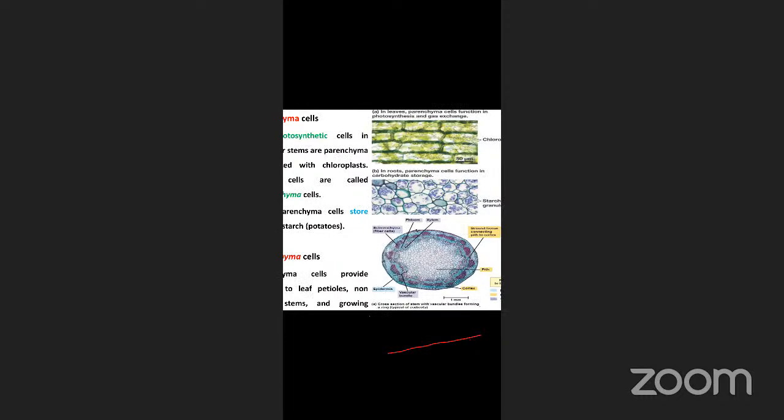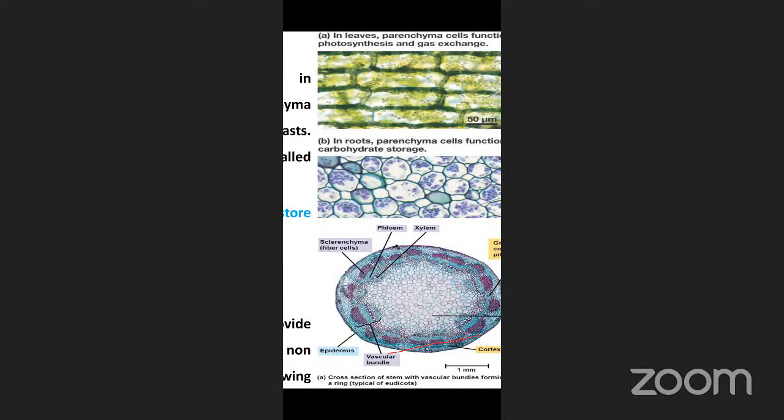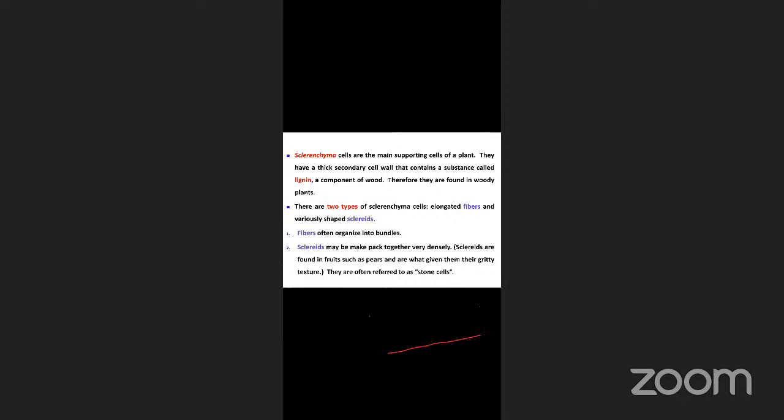This is the cross-sectional cutting of the vascular bundle, typical of eudicots. Sclerenchyma tissues we have already studied. Some are sclerenchyma, some are fiber tissues. Long thread-like cells are called fibers. Next, complex tissues are the vascular tissues, vascular bundle type of tissues, that is xylem and phloem.